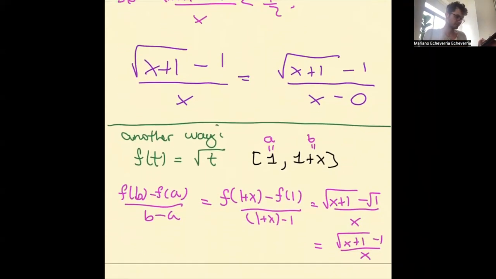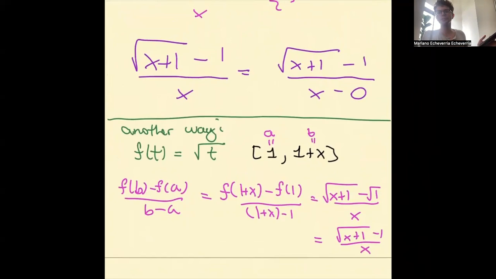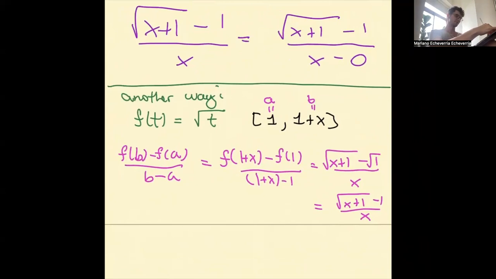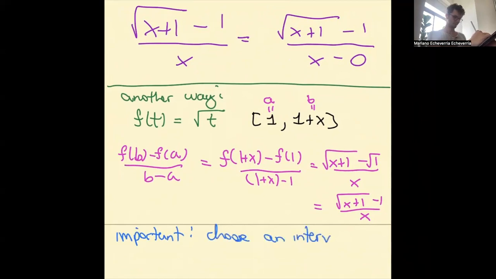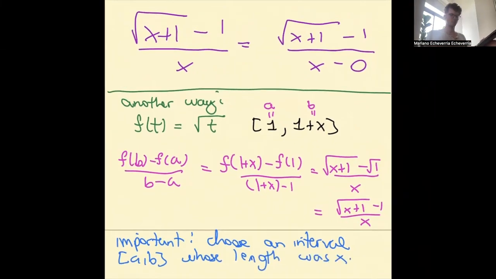Is that making sense? So the important thing was to choose an interval whose length was the denominator. Maybe I should write that down. So it's not that there was a unique option, but the important thing was to still think of the denominator as being the interval, not the function.